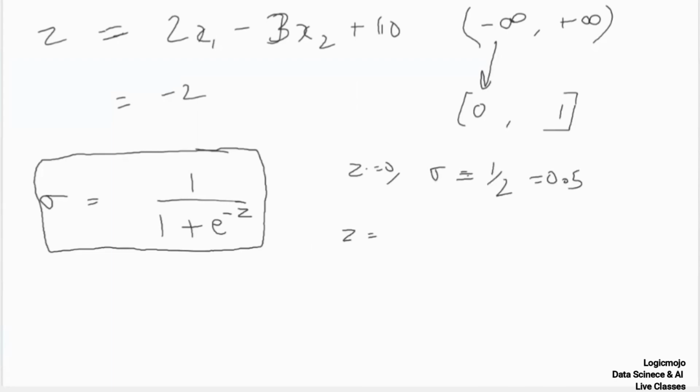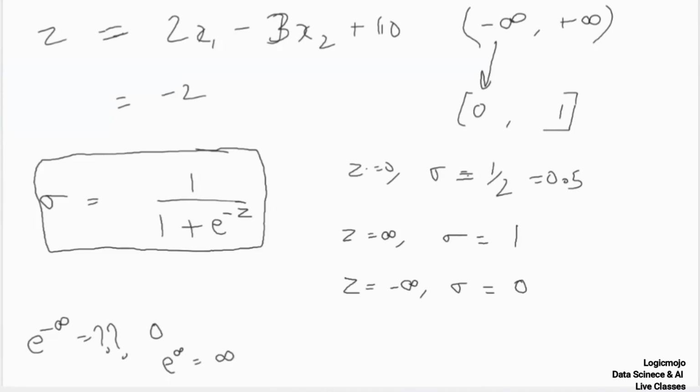If you put z equal to infinity, as in a very big number, what will you get? So e to the power -infinity will be 0. Very good. So this should be 0, and you will get sigma equal to 1. Great. This is what we wanted. Same way, if you put z equal to -infinity, you will get 0, because e to the power infinity will be infinity. So 1 upon infinity is 0.